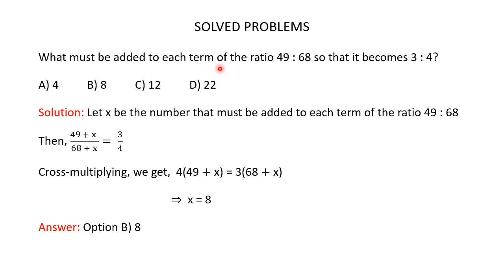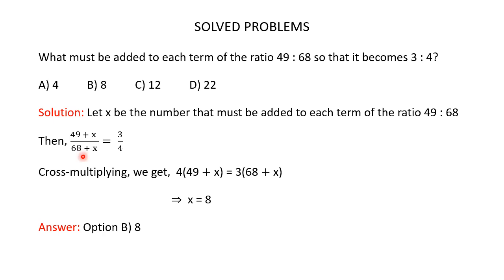What must be added to each term of the ratio 49:68 so that it becomes 3:4? You are given 4 options and you have to find out which of these options is the correct one. Now let x be the number that must be added to each term of the ratio 49:68 so that the ratio becomes 3:4.